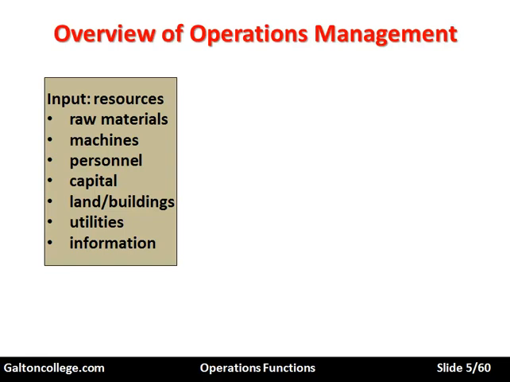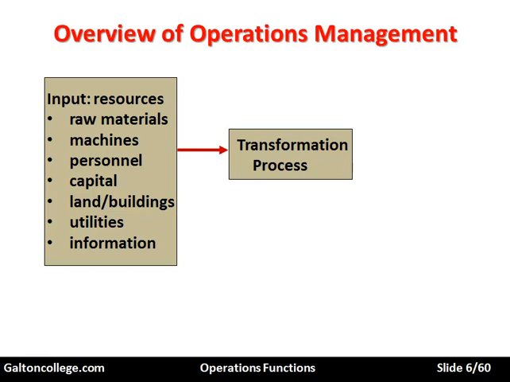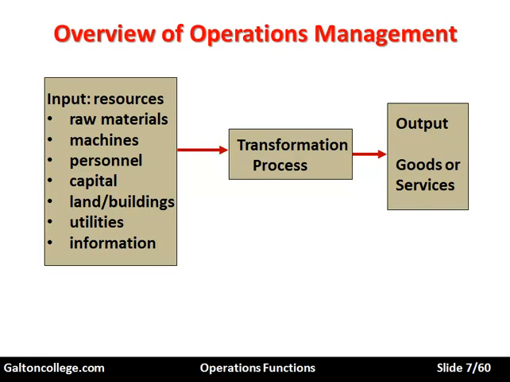But here we have a set of inputs of resources: raw materials, machines, personnel, capital, land, building, utilities, information. So we have a whole series of inputs, and then we go through a transformation process. We change these inputs and we change them into output. And the output is the goods or services that are produced. So we take the inputs, we process the inputs and get outputs. And of course the output is what we sell. That's the output of the business which is sold on to the customers.